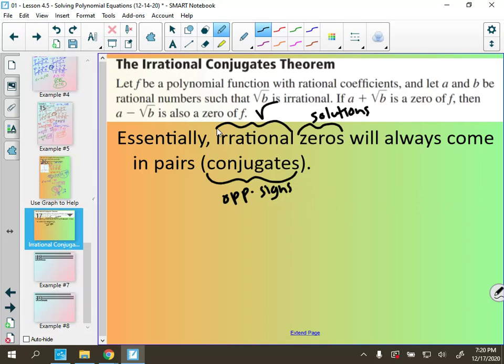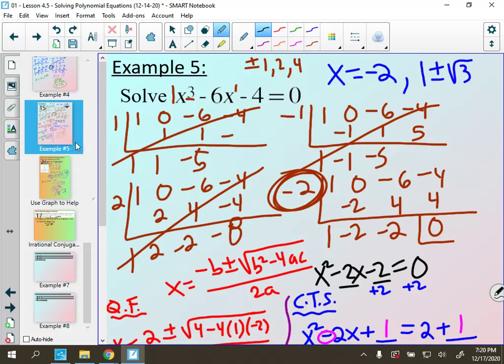We've seen this already. I could scroll back up through here and find it. Well, actually, it's probably not that far back. We came up with two irrational solutions here: 1 plus the square root of 3, 1 minus the square root of 3. That's a perfect example that illustrates that if I come up with a solution that has a square root in it, it's going to come in a pair, a positive and a negative version.